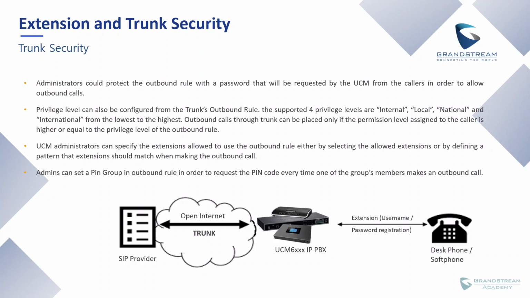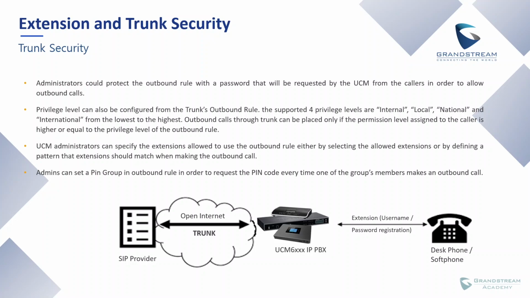configured routes. Trunks also have 4 supported privilege levels, and they are internal, local, national, and international, and can be configured as privilege level from the trunk's outbound. And outbound calls through trunk can be placed only if the permission level assigned to the caller is higher or equal to the privilege level of the outbound rule. Outbound call requests from users with privilege lower than the outbound rule will be rejected.